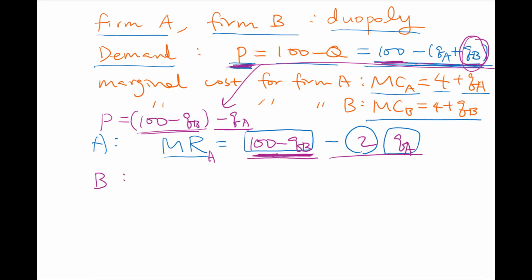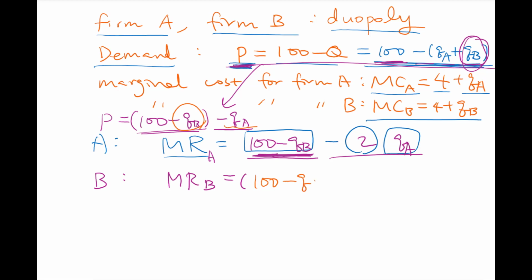The same thing applies to company B's marginal revenue. Company B can control QB, which is its own quantity decision. But QA will be determined by company A, so it is as if it is fixed by the other company, A. So it is like a constant to company B.